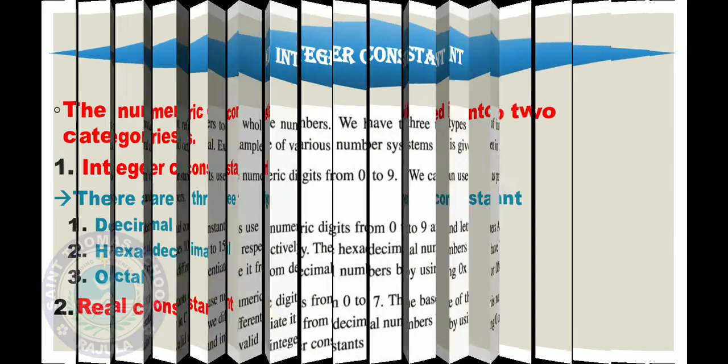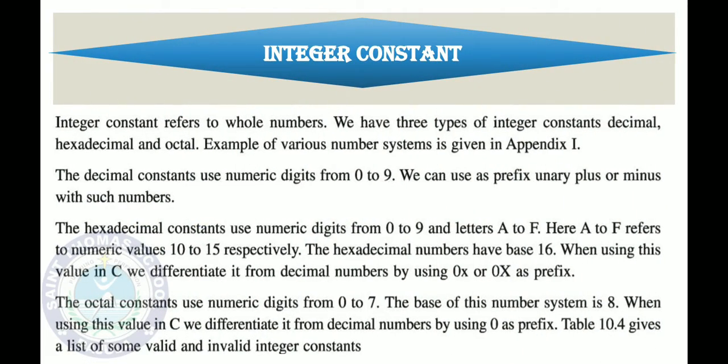So first we will see integer constant. Integer means the whole number, no fractional part. In our day-to-day life, the number system that we use is the decimal number system. So here we have three types of integer constants, that is decimal, hexadecimal and octal. We will see their use with examples.